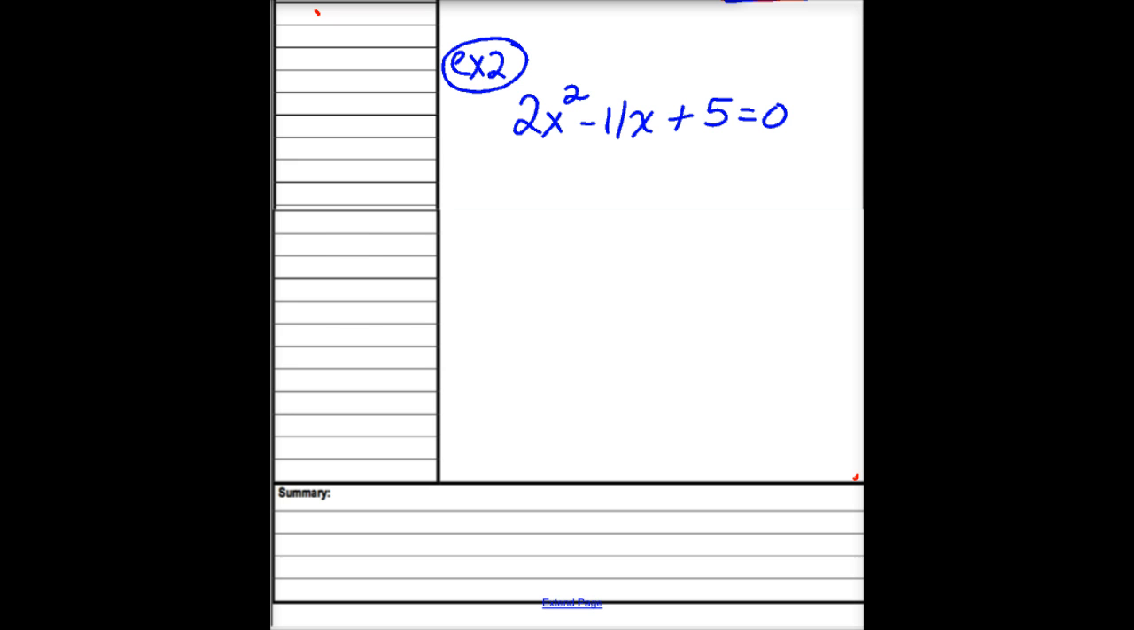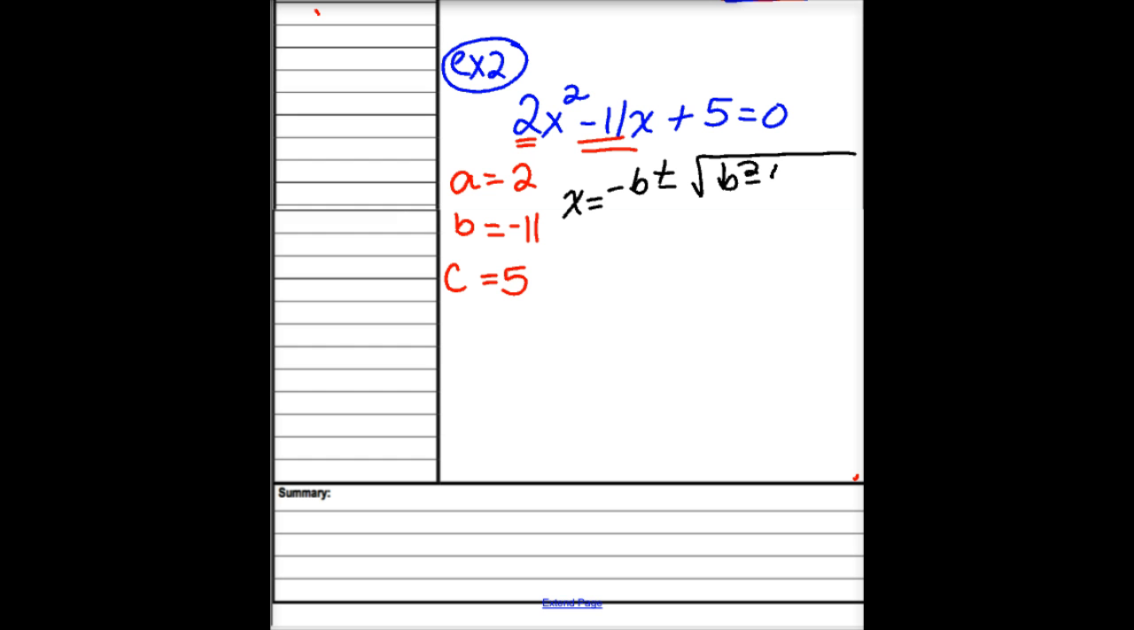So first thing I need to do is identify my A, my B, and my C. A is what's in front of x squared. B is what's in front of x. Take the sign with it. C is the loner at the end. Then I need to know my formula. Here it is. X equals negative b plus or minus the square root of b squared minus 4ac all over 2a. Thank you, thank you, thank you very much. I'll be performing all weekend.